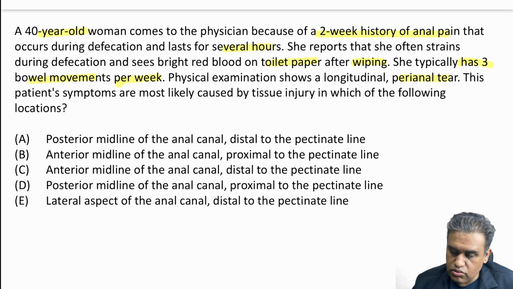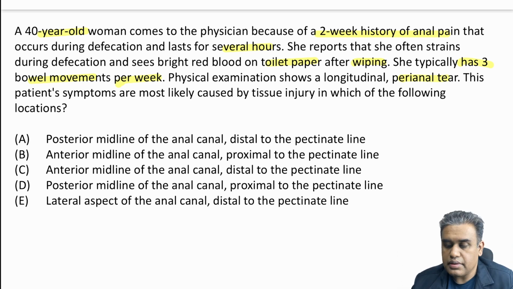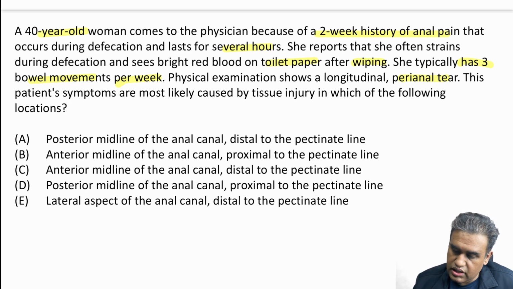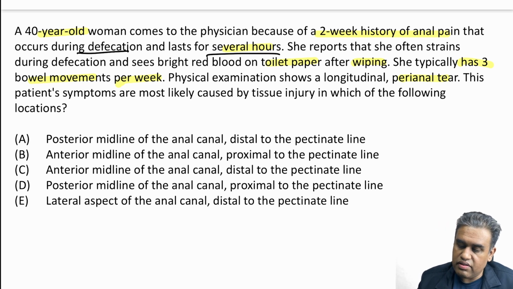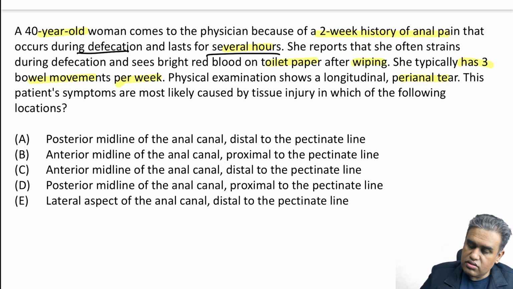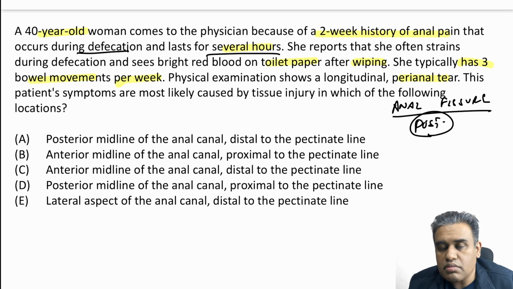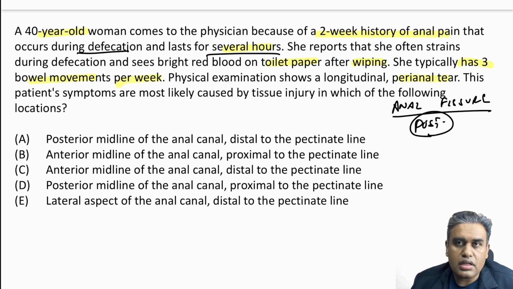This patient's symptoms are most likely caused by tissue injury in which location? So, it's bright red blood they are seeing, it's sort of constipation, bowel movement, and a 2-week history of anal pain, which occurs during defecation, and after a couple of hours it goes away. And there's a tear, so obviously it's an anal fissure over here. And the most common location of anal fissure is posteriorly in the midline. That's the most common location. Because of decreased blood flow in that area, it could develop a fissure.